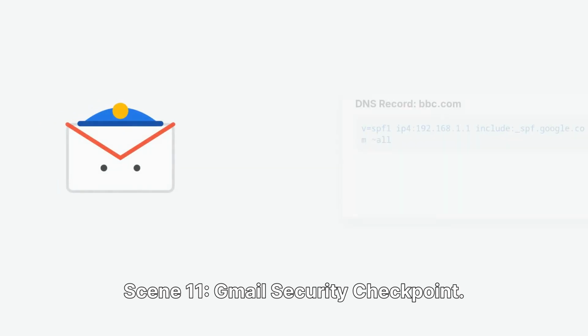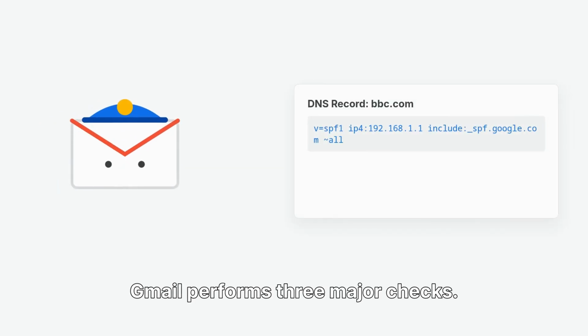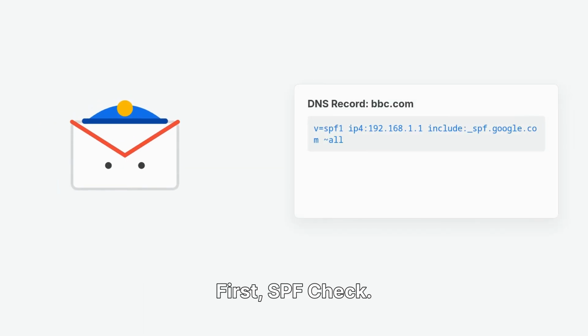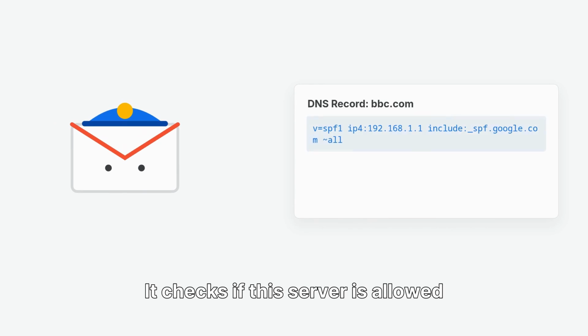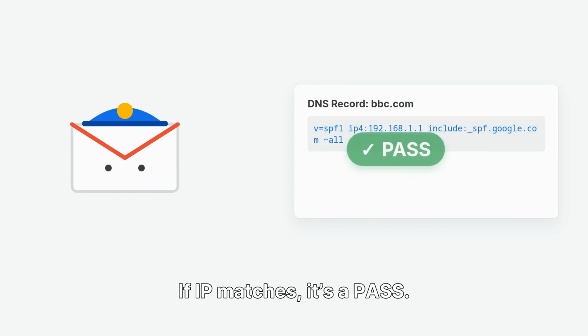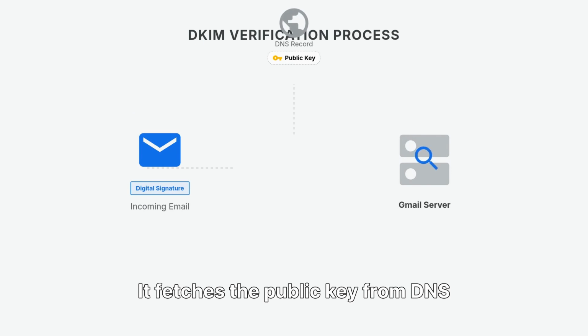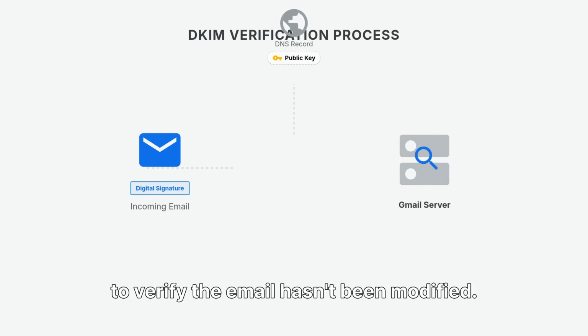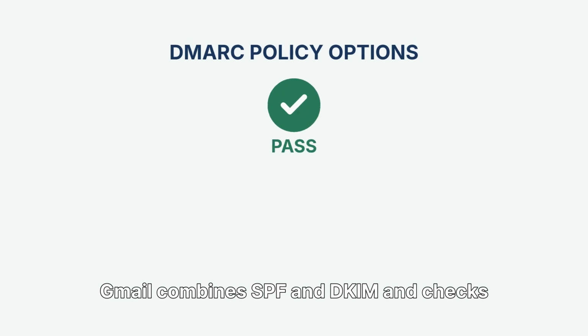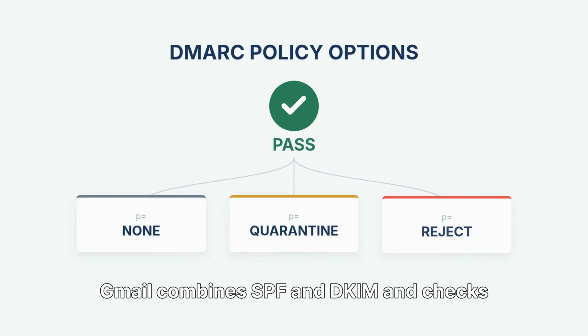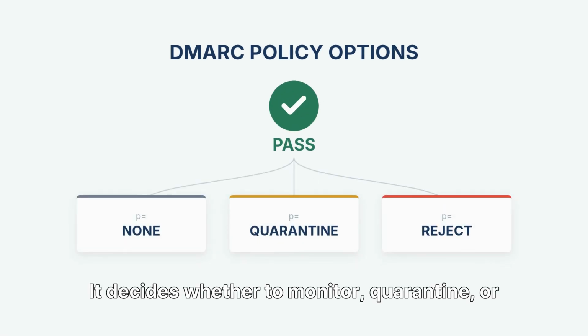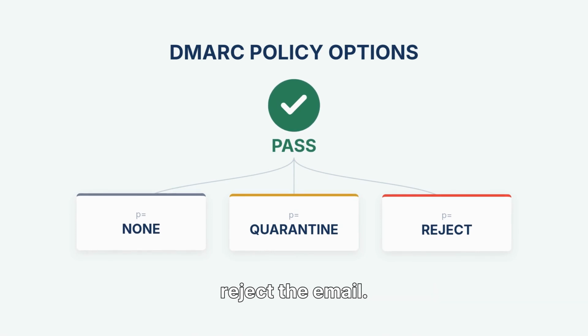Scene 11. Gmail security checkpoint. Gmail performs 3 major checks. First, SPF check. It checks if the server is allowed to send for bbc.com. If IP matches, it's a pass. Second, DKIM check. Gmail checks integrity using a digital signature. It fetches the public key from DNS to verify the email hasn't been modified. Third, DMARC check. Gmail combines SPF and DKIM and checks the DMARC policy. It decides whether to monitor, quarantine, or reject the email.